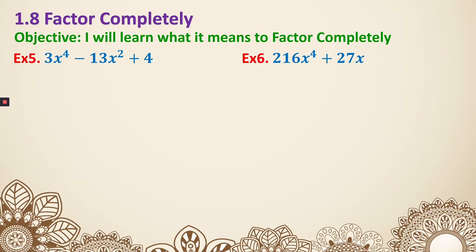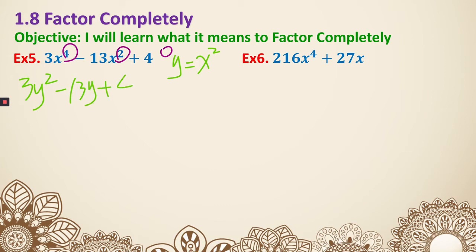Example 5. This question is kind of similar to example 2. I don't see the square to be the first term, but I do see a descending order. So I have 4, then I have 2, and then I have a 0. So that means I can actually use y again. I'm going to pretend y is actually x squared. Then I can rewrite this question to be 3y squared minus 13y plus 4.